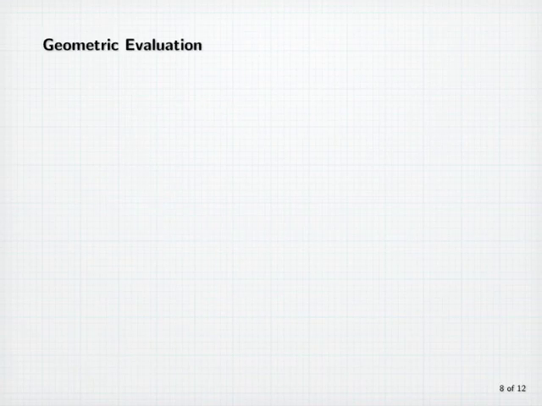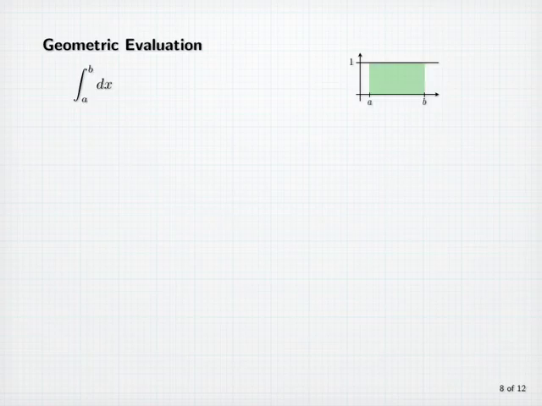Geometric evaluation. As the previous examples have shown, we can often evaluate integrals geometrically. Here we'll use geometric evaluation to arrive at some general formulas. The simplest example is the integral from a to b of the constant function 1, which can also be written simply as the integral from a to b of dx. The graph is simply a horizontal line, so the region bounded by that and the x-axis between x equals a and x equals b is a rectangle with height 1 and width b minus a. Therefore, the value of the integral is (b minus a) times 1.